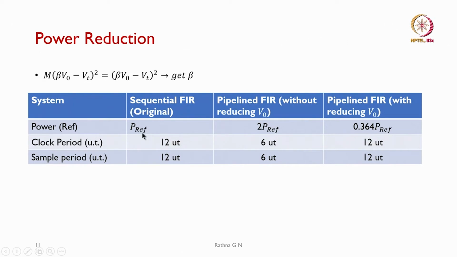the P reference takes 12 units of time, whereas in the case of the pipeline without reducing F naught, we can operate at 2 times the P reference, and the clock period is going to be reduced to 6 units of time. So, if we use the reduced voltage, that was reduced to 0.364 times the P reference, basically, but I am operating at the same frequency as the original one.